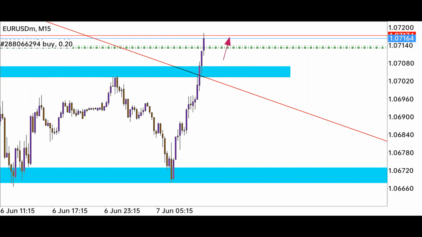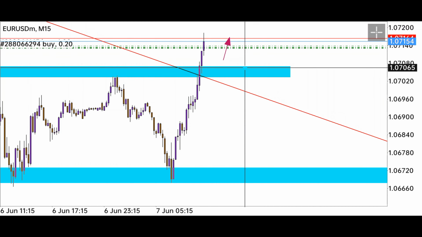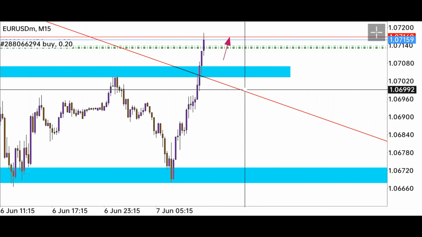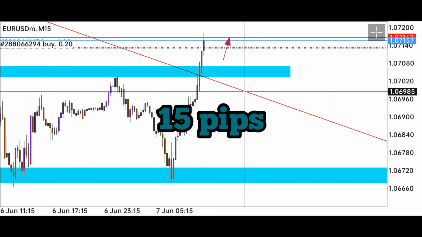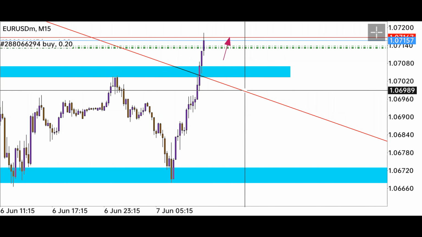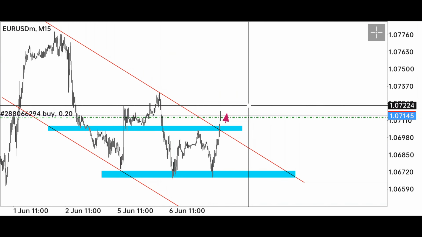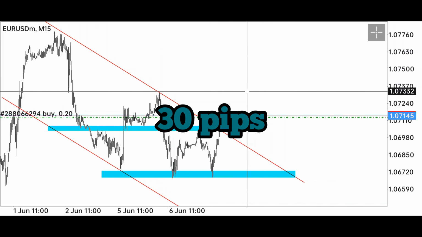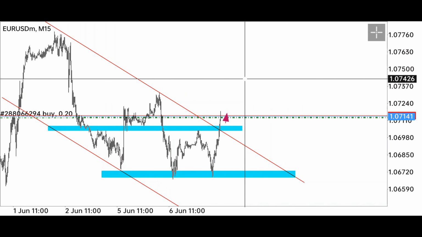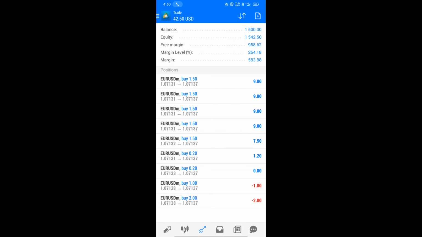Now we set the stop loss and target point. Here my stop loss will be below the strong support resistance level, which is 15 pips away. If the market moves down again from our position, we will close the trade. And my target point will be 30 pips above, where the market can move. Here the market is going in an uptrend, from which we can predict that the market can create a higher high point here. Here we are running $42 profit.